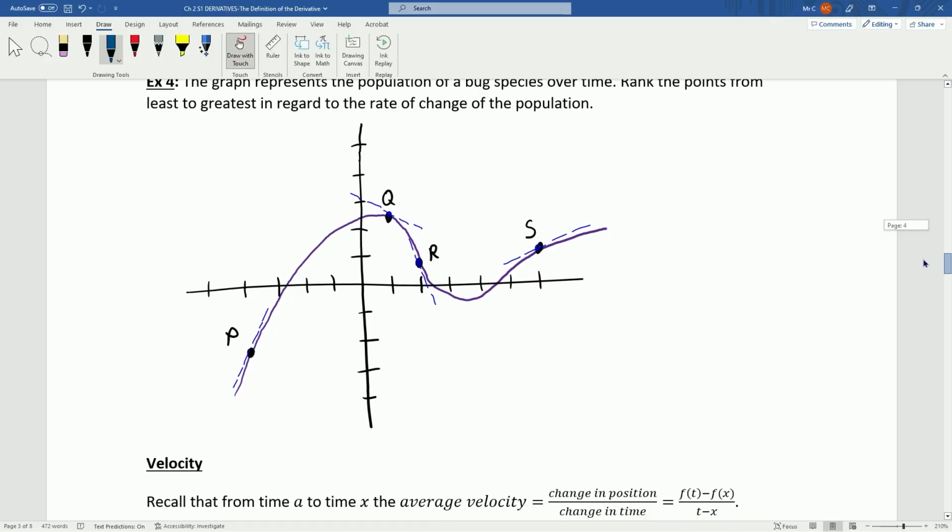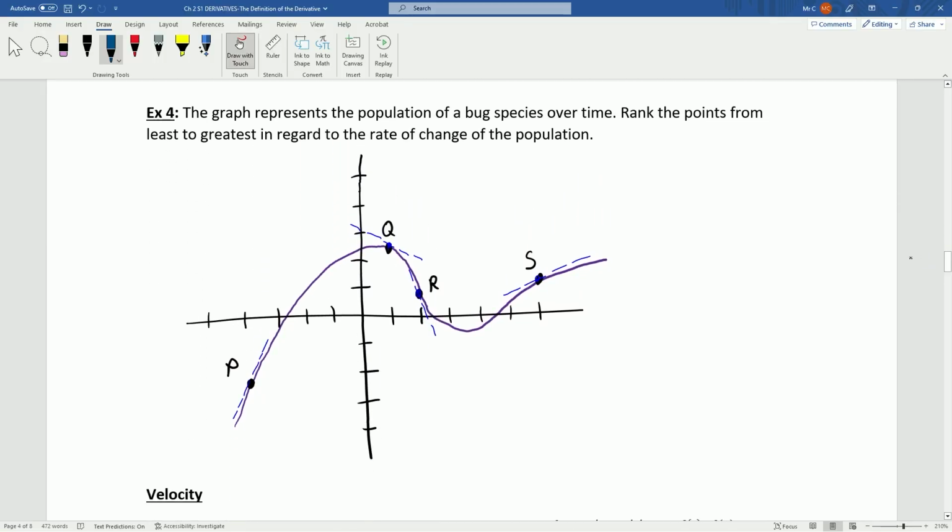Okay, so before we get into those problems, though, we'll deal with one more graph. That graph represents the population of a bug species over time. Rank the points from least to greatest in regards to the rate of change of the population. So here I'm just looking at what's the smallest rate of change, what's the biggest. So we'll start by looking at, okay, well, which rates of change are negative? Well, r and q are both negative. And I would say the slope for r, the tangent line at r, is steeper than that for q. So I would say r is the lowest rate of change, right? It's the smallest number. And then q.